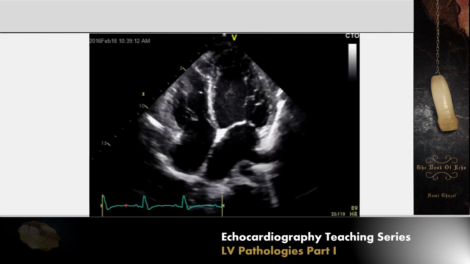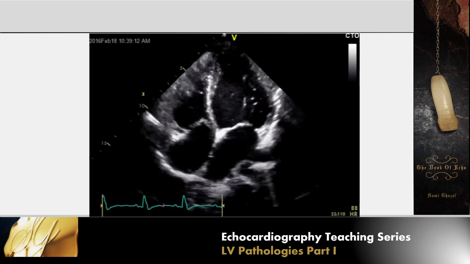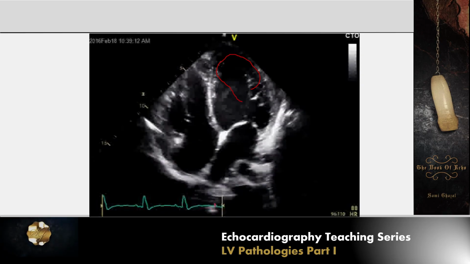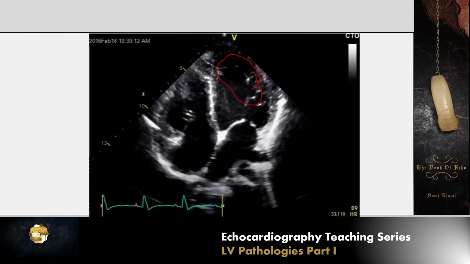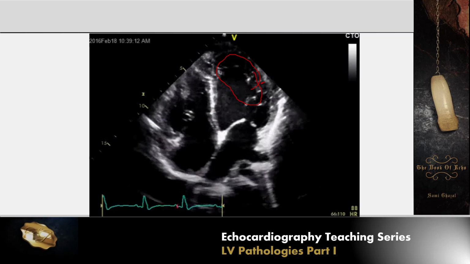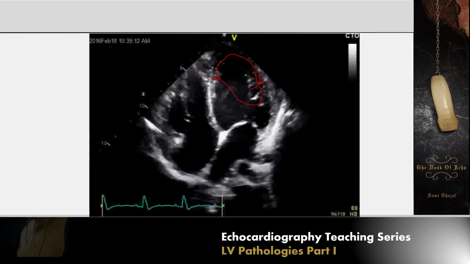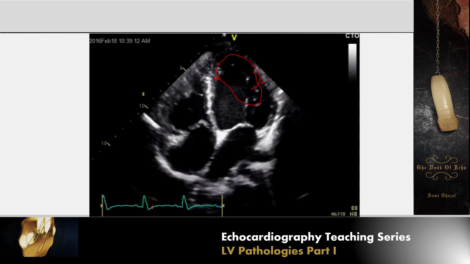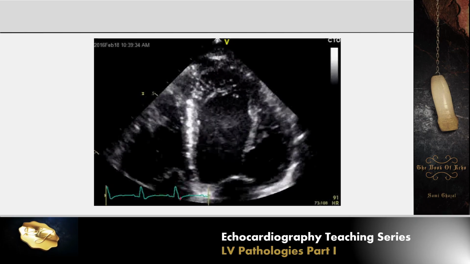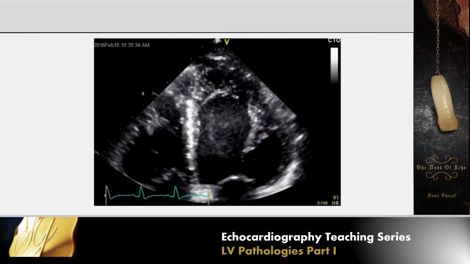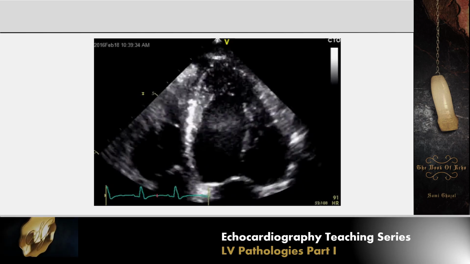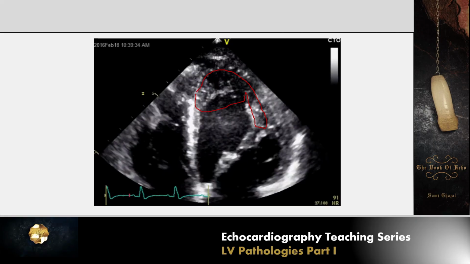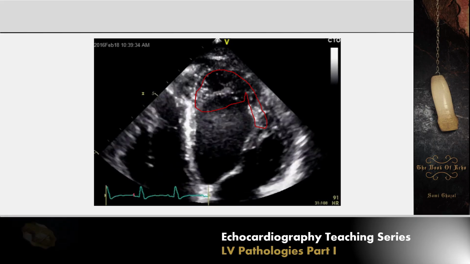This is an example of LV non-compaction. You can see here a lot of trabeculations. So this is all non-compacted layer, and you can see the compacted layer here and here. So you have two layers, and that will be more evident in the coming slides. Again, if we zoom here, you can see a lot of trabeculation, which is all non-compaction. All this spongy-shaped myocardium is non-compacted layer.